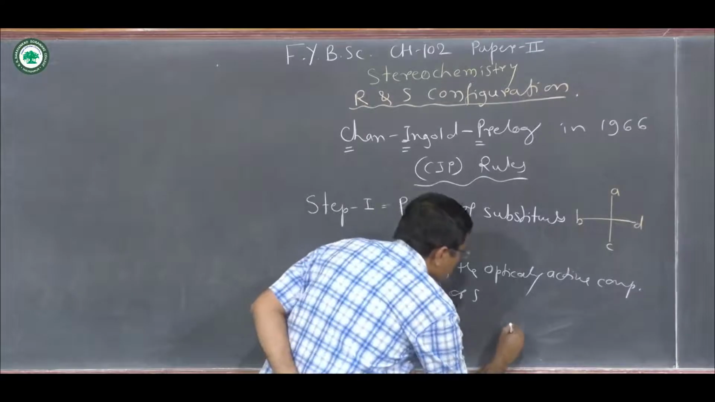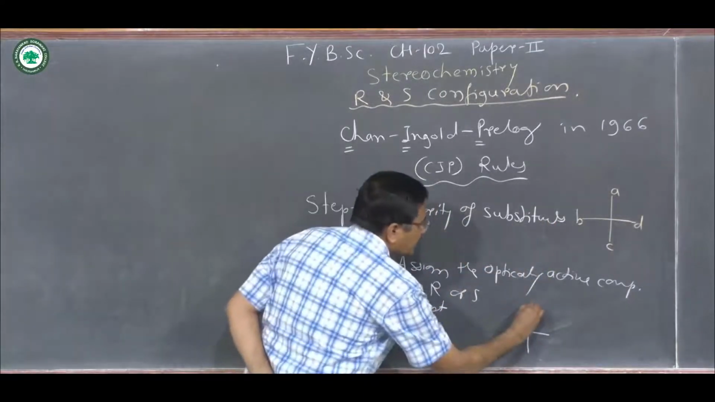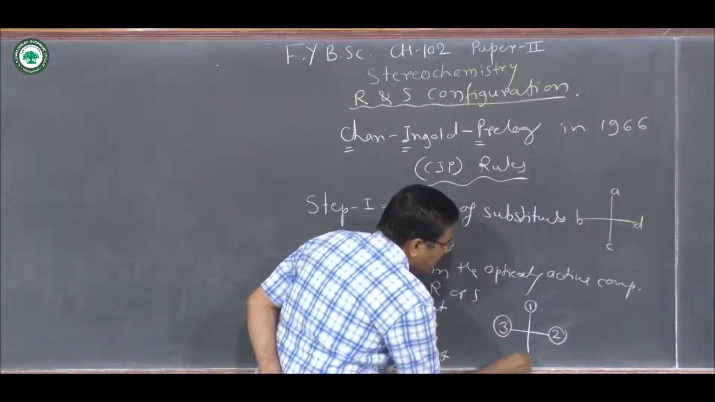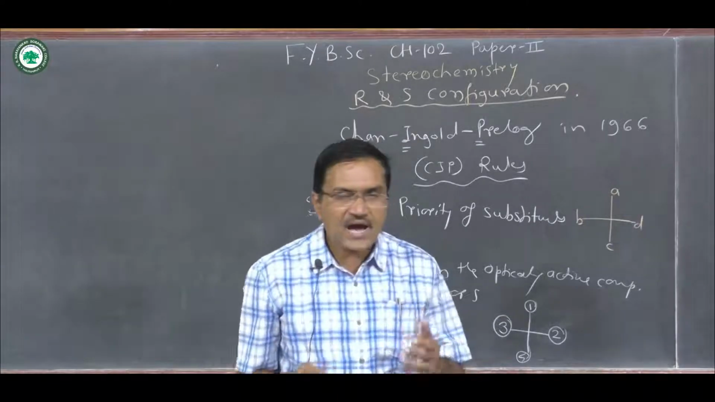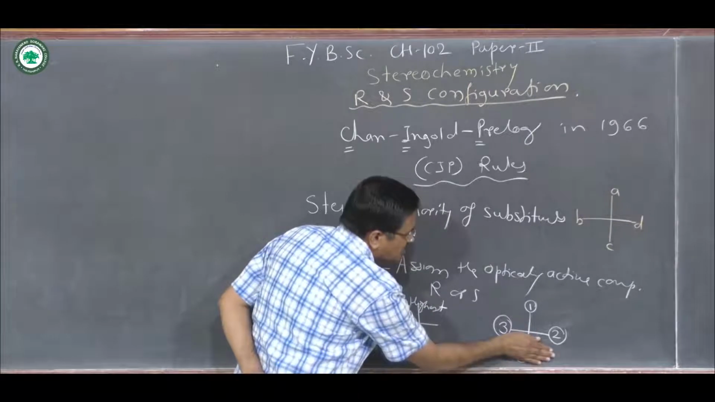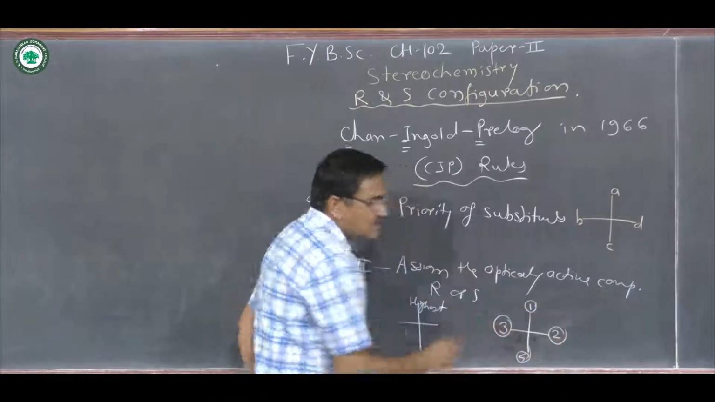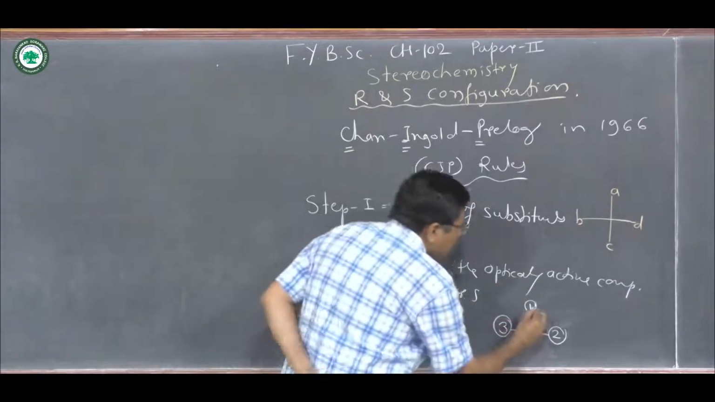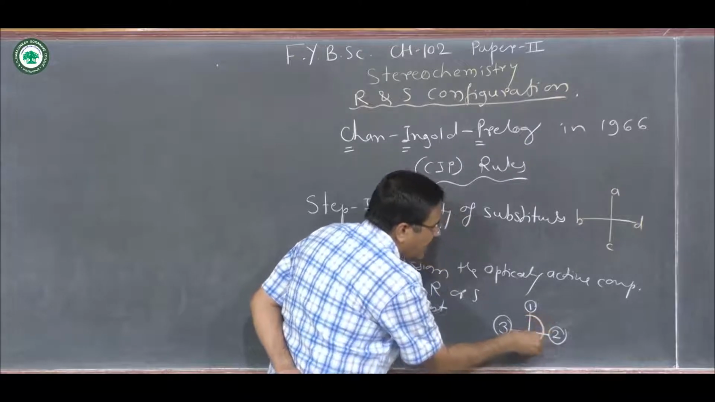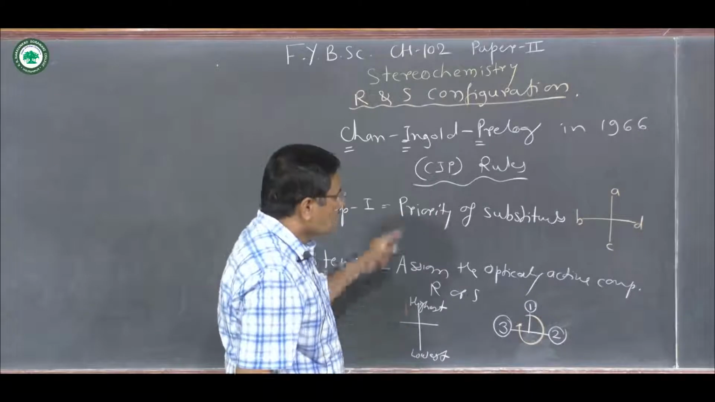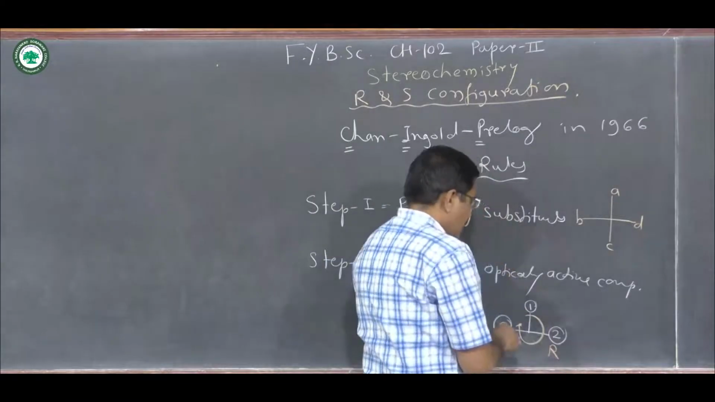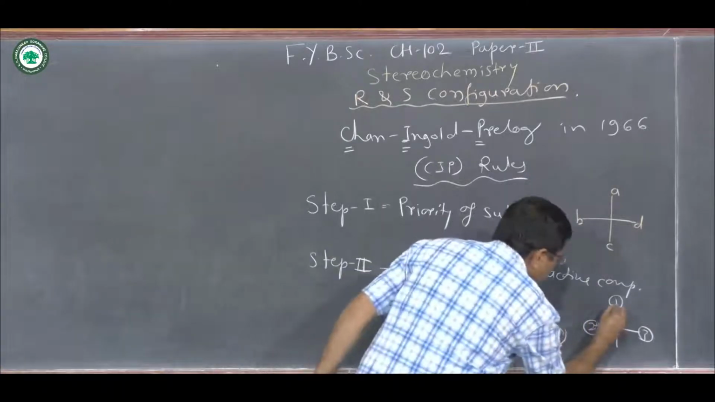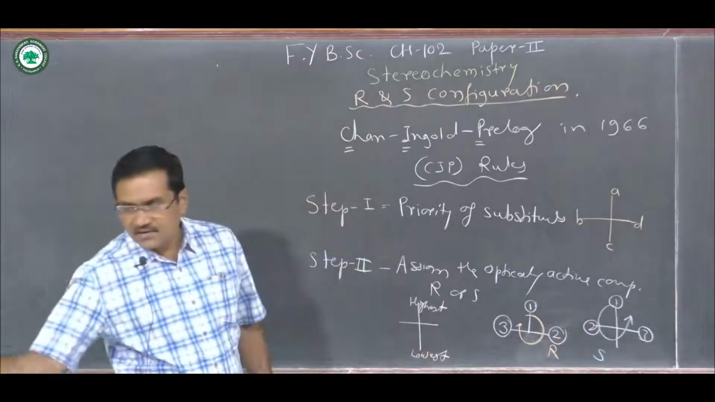And after this we can decide. Suppose here the top priority group is present here, the second priority group is present here, the third priority group is present here, and the fourth one. But at the time of assigning R or S, we ignore this fourth, lowest priority group, and only consider 1, 2, 3. Suppose we ignore this fourth group and we start the arrow from first, second and third. If it is clockwise, then it is R, and suppose it is anti-clockwise, then this is S.